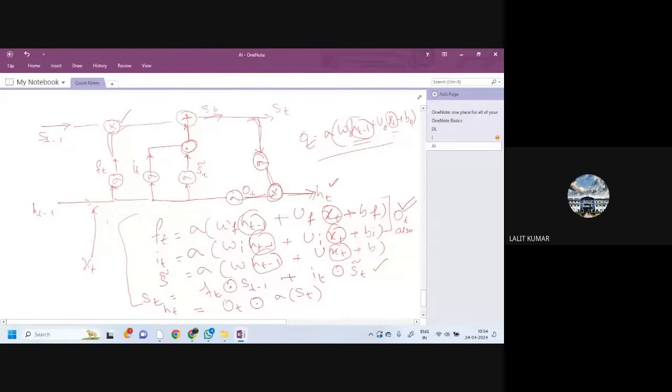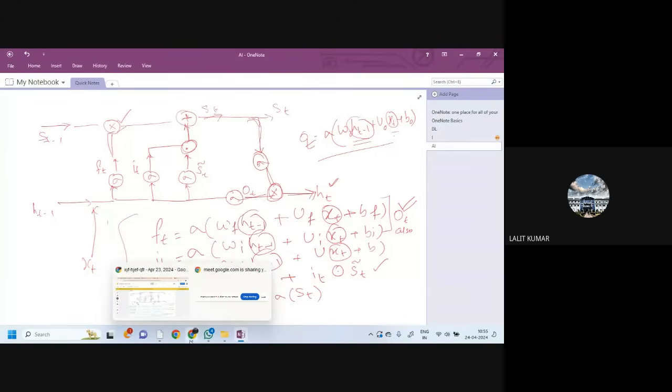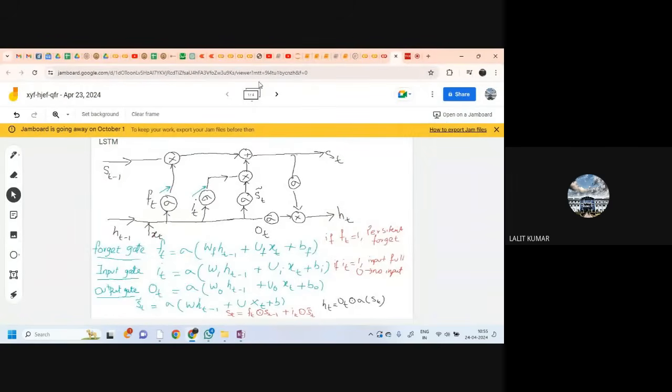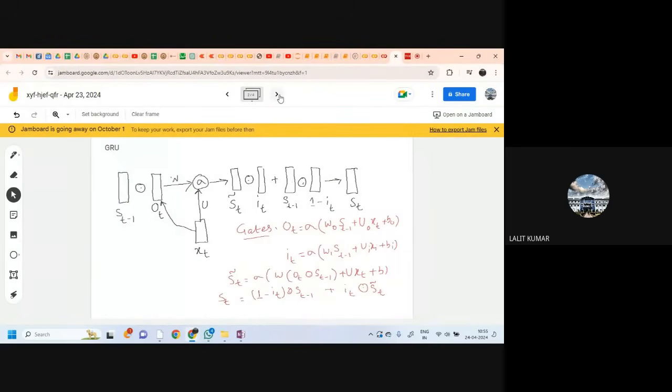So GRU I will cover only briefly here. GRUs don't have 3 gates, they have got only 2 gates. The GRU picture is here. It has got only input gate and output gate. So in this diagram, you can see, instead of the forget gate, it uses 1 minus IT as the forget. Understood.